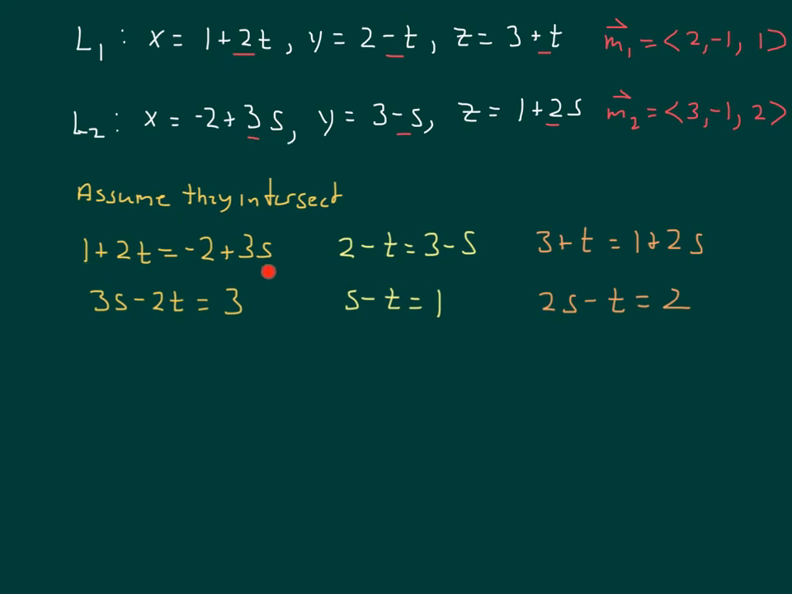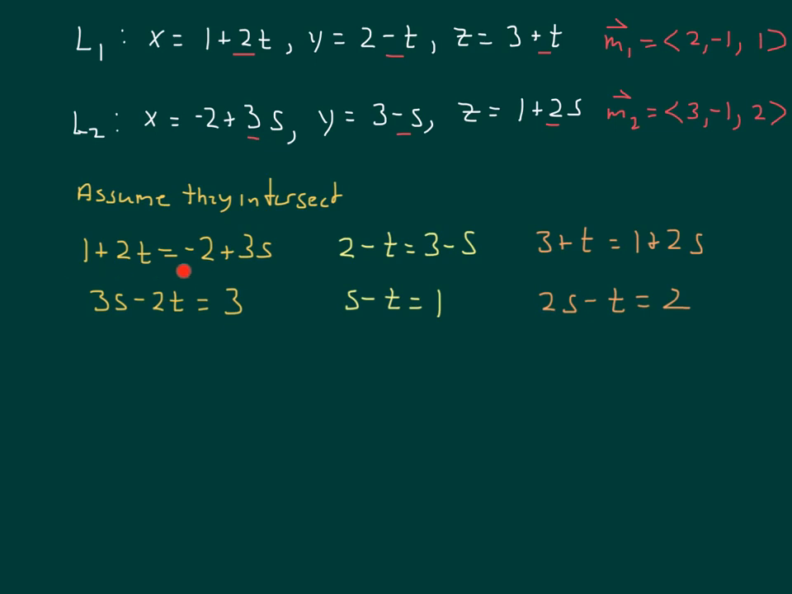So I set those equal to each other. I do the same thing for the y components: 2 minus t equals 3 minus s. And z: 3 plus t equals 1 plus 2s. And what I did at this point is I just went through and algebraically got the variables on one side, the constants on the other.